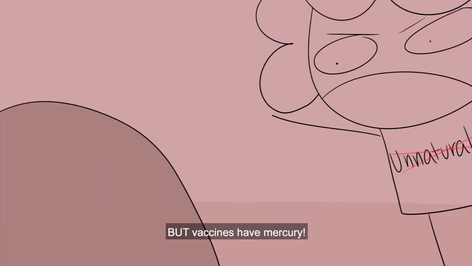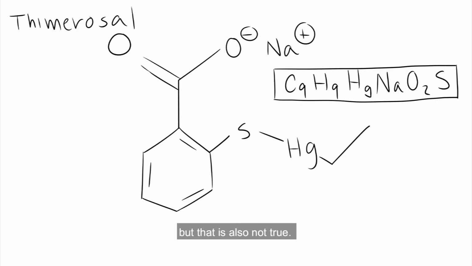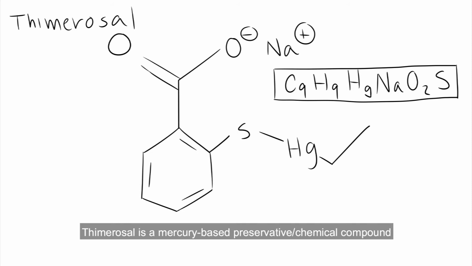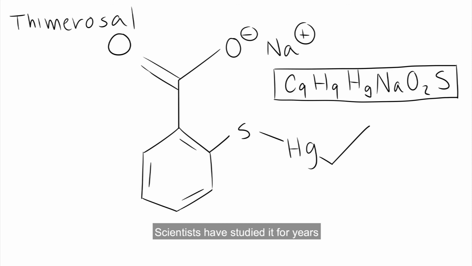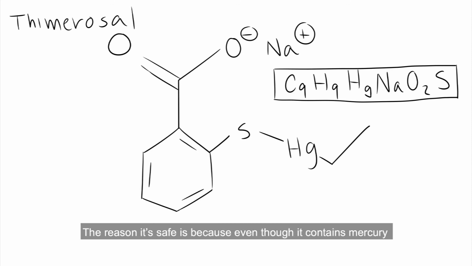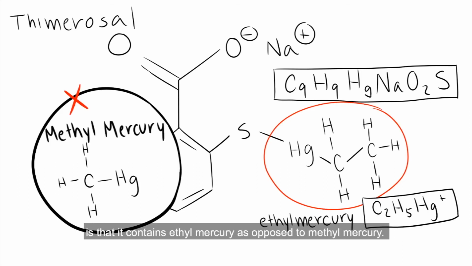But vaccines have mercury. Vaccines don't just have full-on mercury, they have thimerosal. Okay, I know it said in the article that thimerosal is another name for mercury, but that is also not true. Thimerosal is a mercury-based preservative compound that has been used for many years in vaccines. Thimerosal is safe. Scientists have studied it for years and haven't found any evidence of it causing any harm. The reason it's safe even though it contains mercury is that it contains ethyl mercury as opposed to methyl mercury.